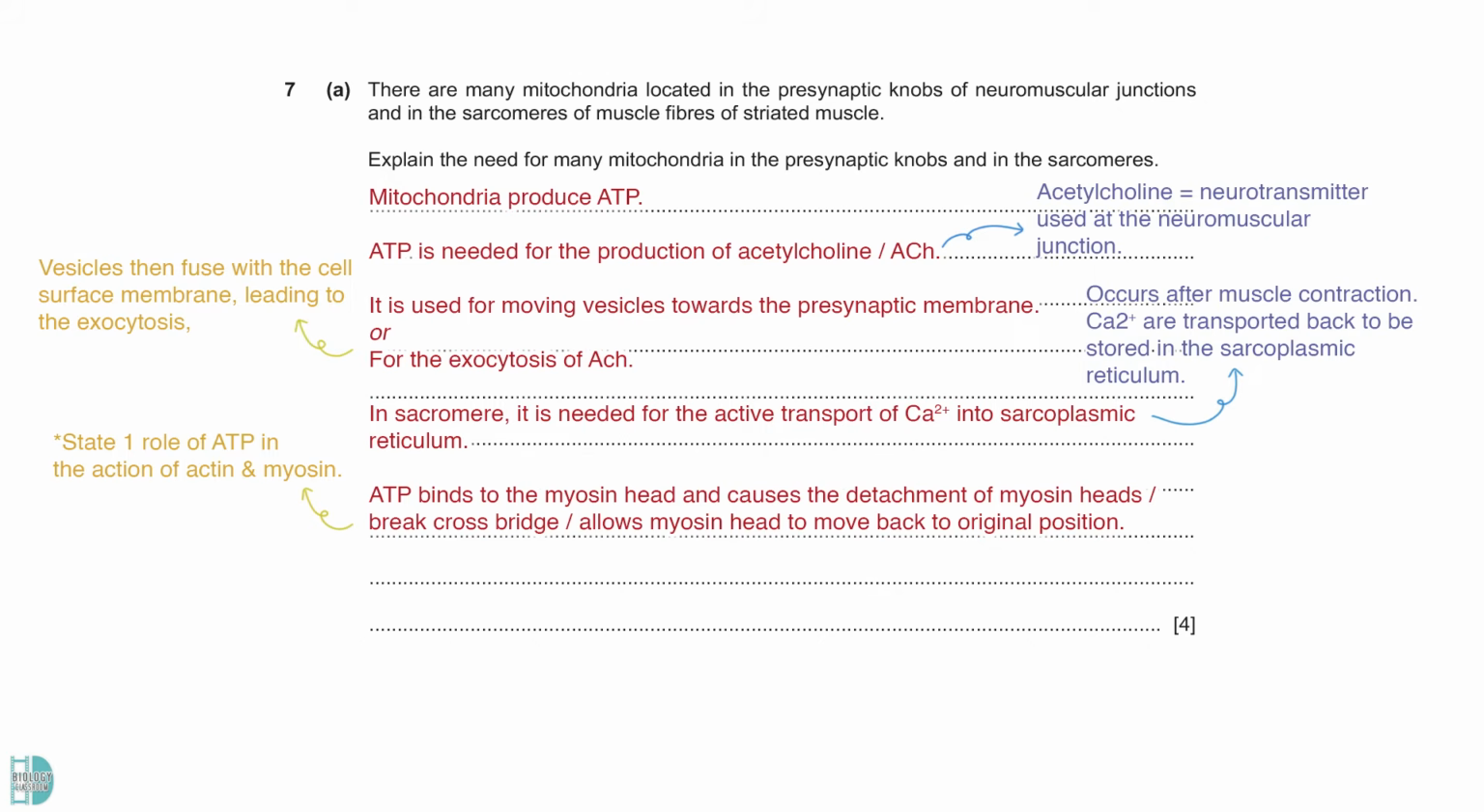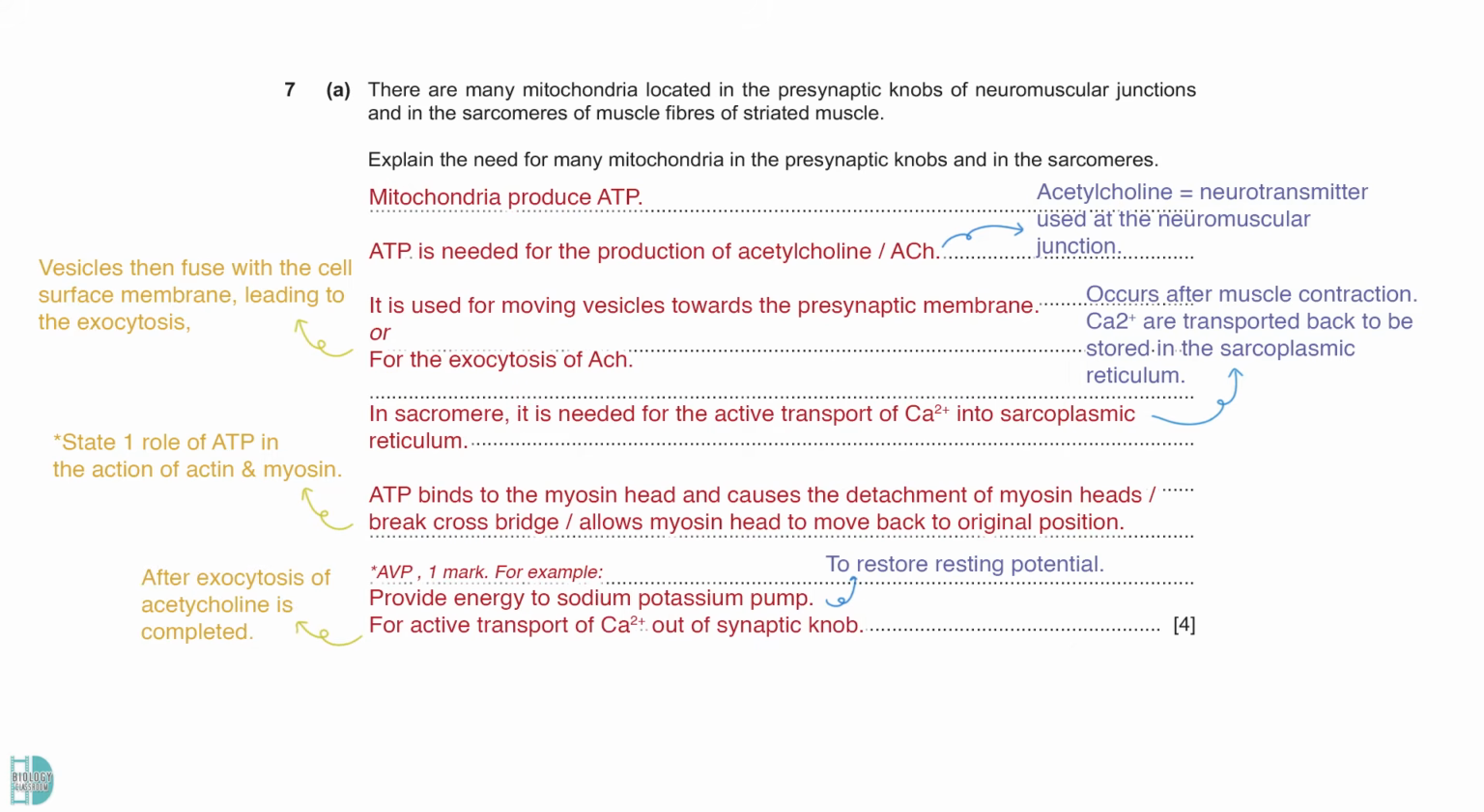There is a mark for AVP. Any correctly described event that needs ATP can be accepted. For example, sodium-potassium pumps on the presynaptic membrane restore the resting potential. After the exocytosis of acetylcholine, calcium ions are transported out from the presynaptic node.